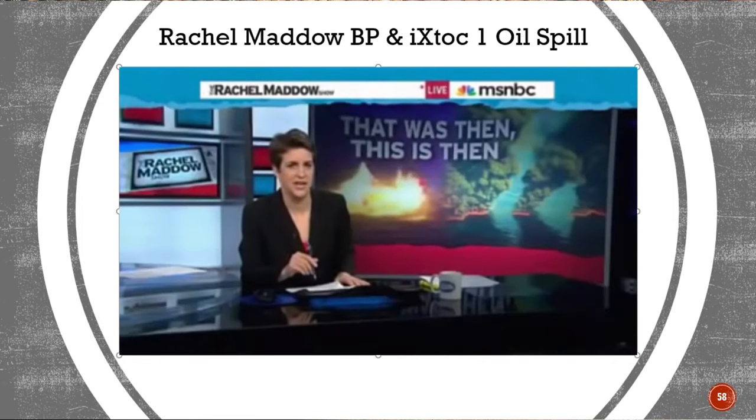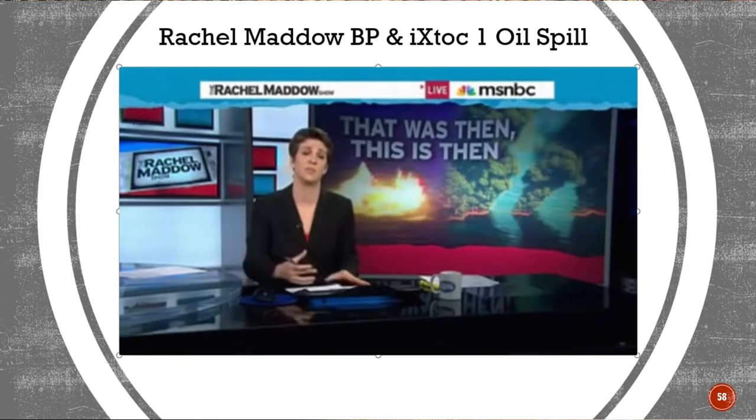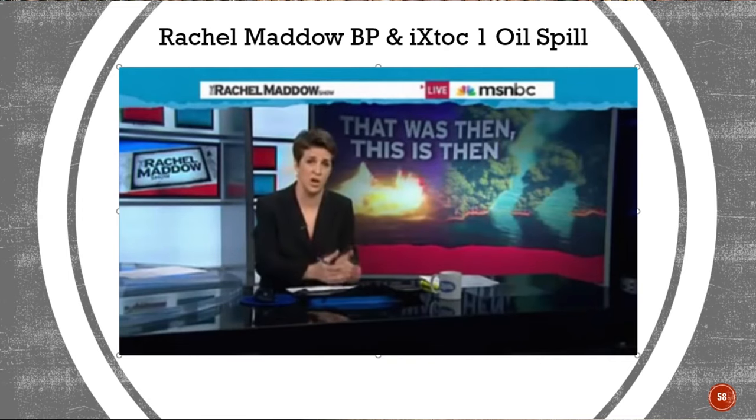The Ixtoc disaster in 1979 in the Gulf of Mexico went on for weeks. Then weeks turned into months. The reason it went on for so long is because even though oil companies were allowed to drill offshore like that, it turns out they didn't know how to stop a leak when disaster struck.